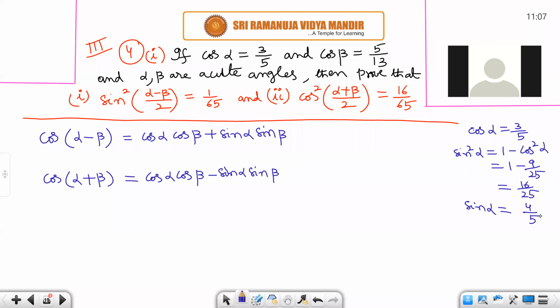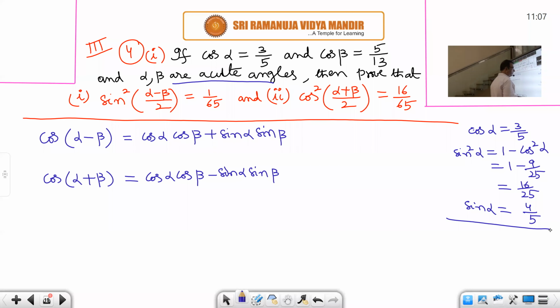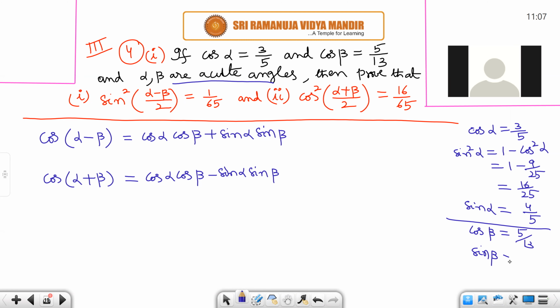Because alpha and beta are acute angles. Alpha, beta are acute angles, Shilpita. It is given in the problem. So sin alpha is 4 by 5. Similarly, cos beta is given. What is the value of cos beta given in the problem, Shilpita? 5 by 13, sir. Can you immediately tell what is sin beta? 12 by 13, sir. Positive or negative? Positive, sir, because beta is also an acute angle. So these values you will keep here.